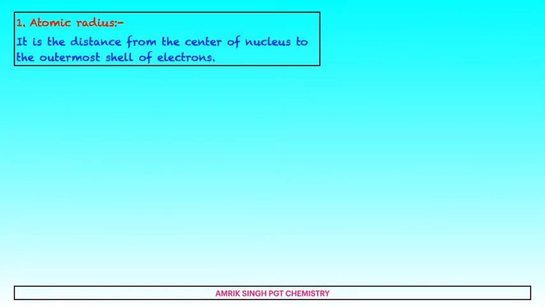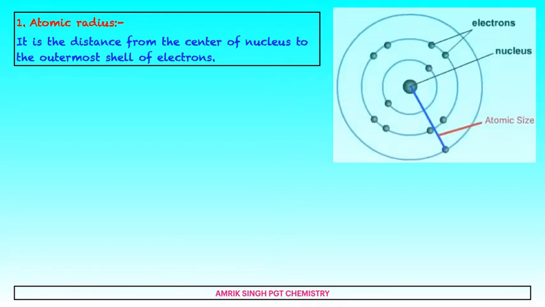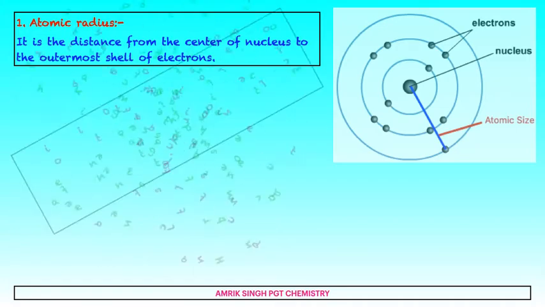Atomic radius. It is the distance from the center of nucleus to the outermost shell of electrons, as shown in the diagram. We have nucleus at the center and outermost shell of electron, that is atomic radius or atomic size. Again, atomic radius is the distance from the center of nucleus to the outermost shell of the electron, as is clear from the diagram.